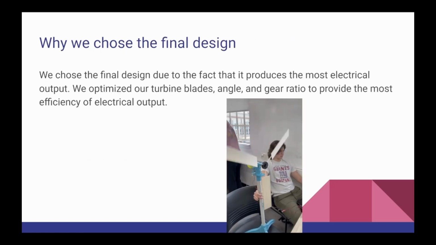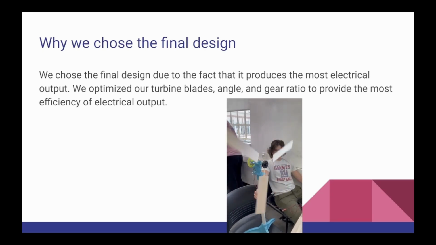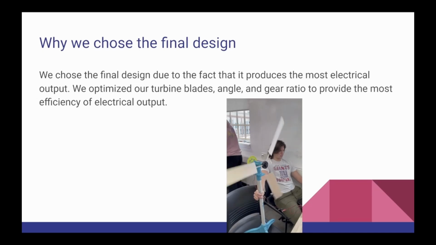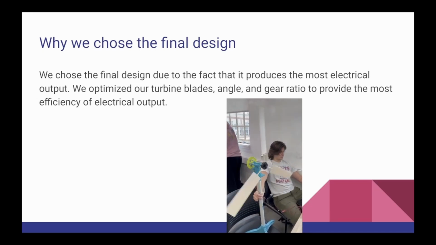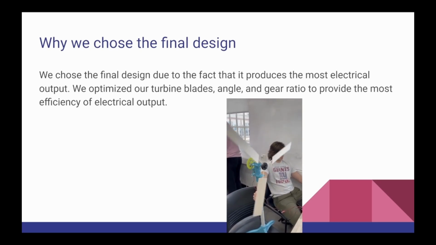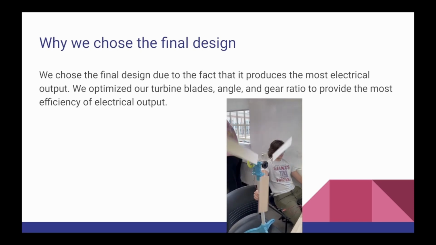We chose the final design due to the fact that it produces the most electrical output, and we optimized our turbine blades' angle and gear ratio to provide the most efficiency of electrical output. You can see in the video that it's spinning around with our optimized angle and gear ratio, and this is how we were able to find our most efficient electricity.